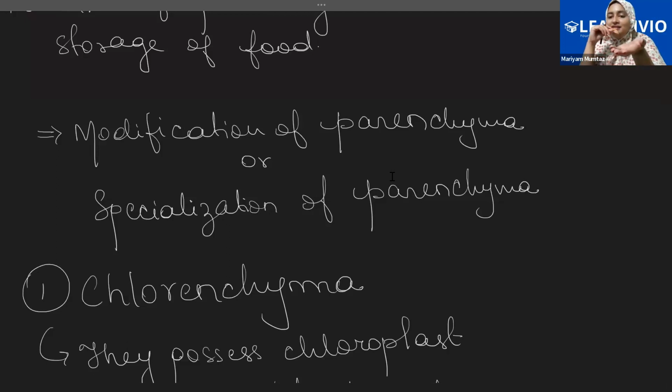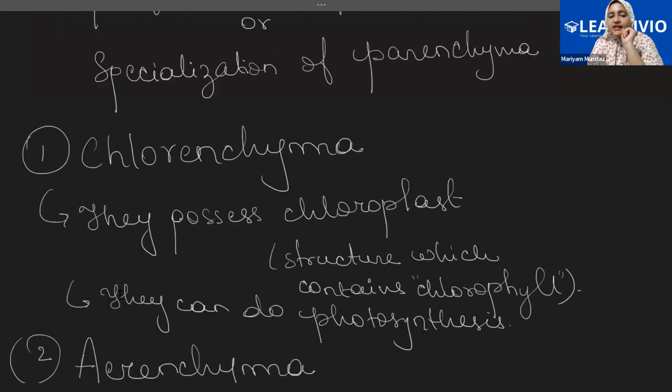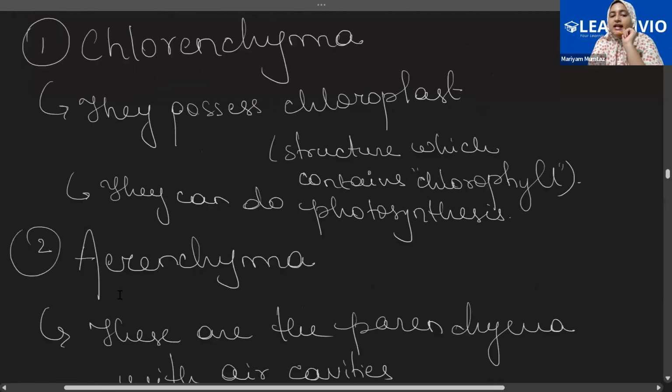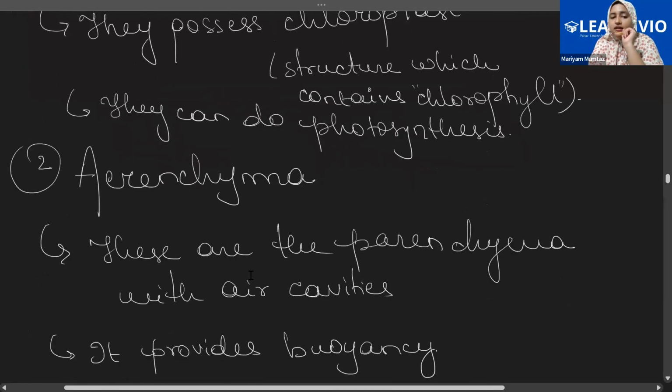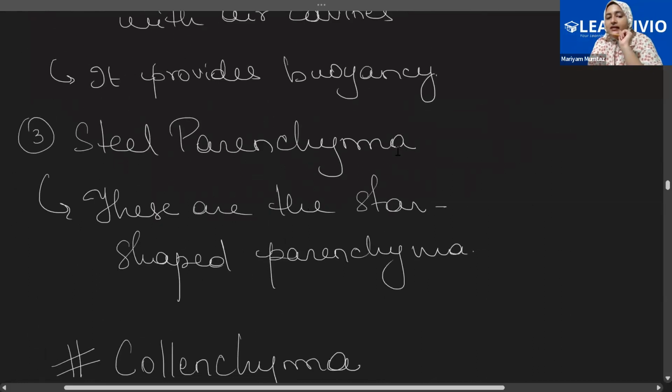Like if you have bicycles, when you buy a bicycle, you get it modified, isn't it? You get beautiful colored things attached onto it or something like that. You understand the meaning of modification, right? Same thing happens in the case of parenchyma as well. The first is chlorenchyma, then there is aerenchyma, and then there is stelar parenchyma. We'll discuss each one of these.